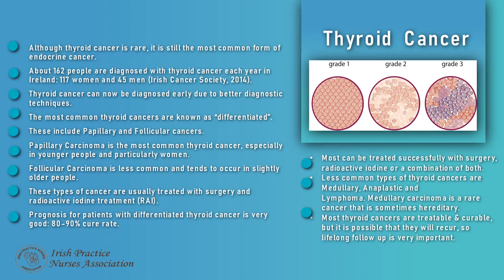Prognosis for patients with differentiated thyroid cancer is very good, with approximately an 80 to 90% cure rate. Most thyroid cancers can be treated successfully with surgery, radioactive iodine, or a combination of both. Less common types of thyroid cancers are medullary, anaplastic, and lymphoma. Medullary carcinoma is a rare cancer that is sometimes hereditary. Most thyroid cancers are treatable and curable, but it is possible that they will reoccur, so lifelong follow-up is very important.